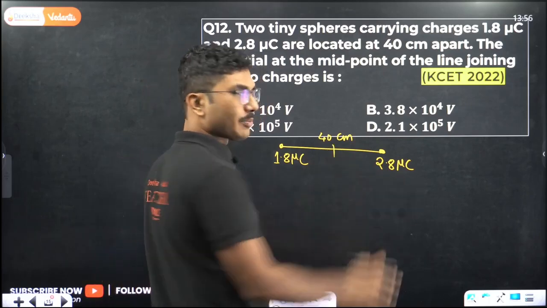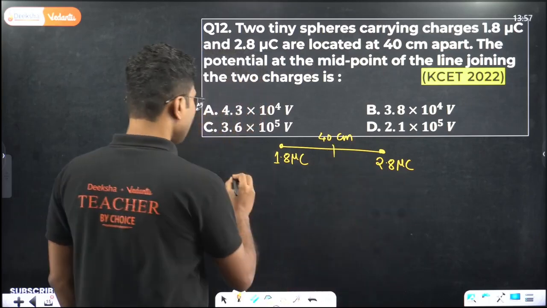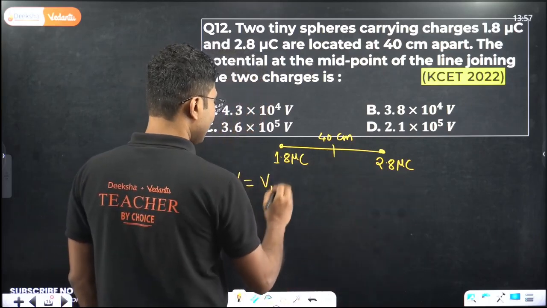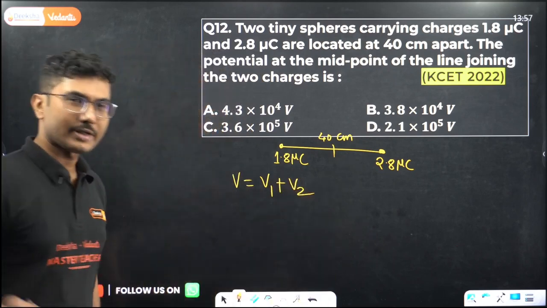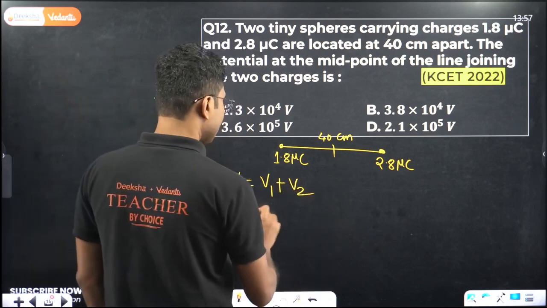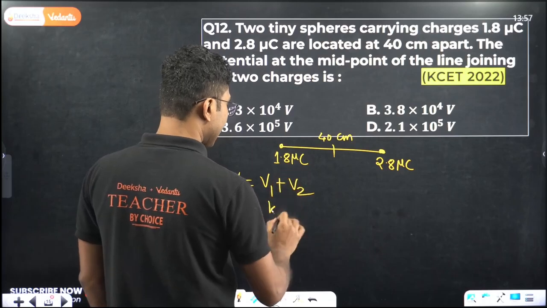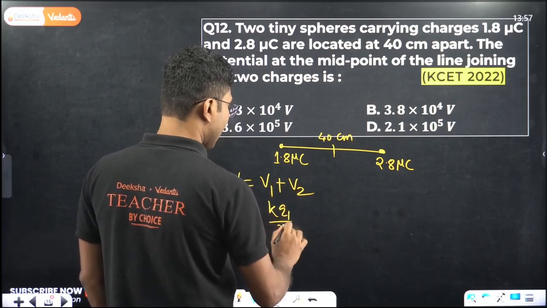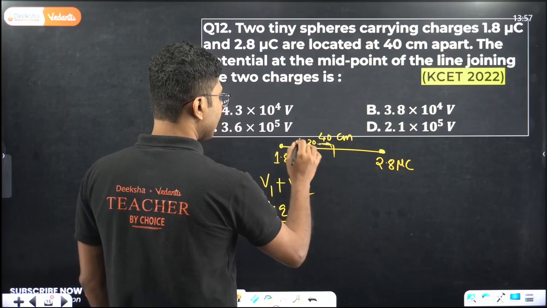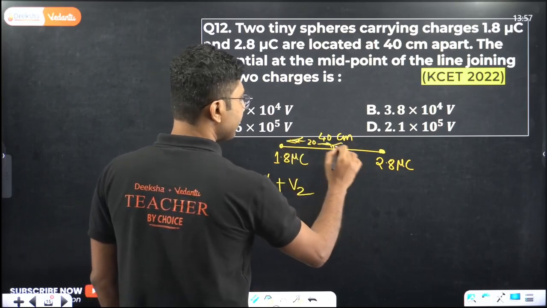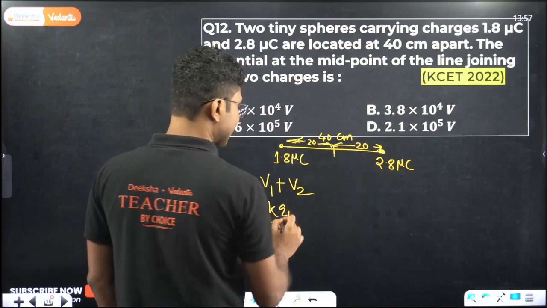So both charges are positive. So potential should be equal to V1 plus V2. Potential is a scalar quantity, so it can be added algebraically. So what is potential due to a point charge? It is K Q by R. So midpoint means this distance will be 20, and this distance will also be 20. So distances are also equal.